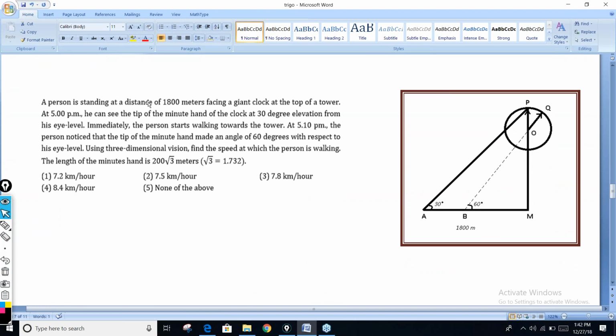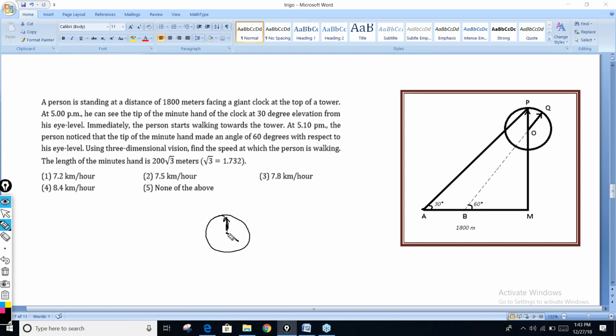So the question is, a person is standing at a distance of 1800 meter facing a giant clock at the top of the tower. Now in this question, the difficult part was to draw the figure. I have given the figure in the solution, but it was difficult. So let's assume this is a clock and a person is standing here. At 5 p.m. the position is like this, right?